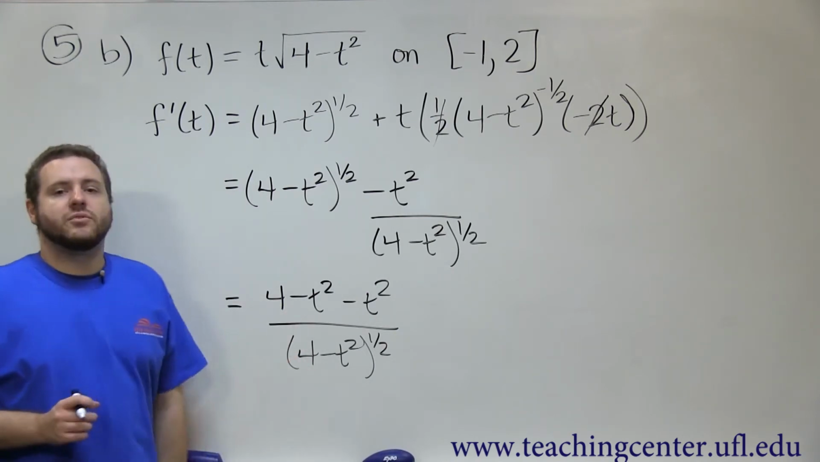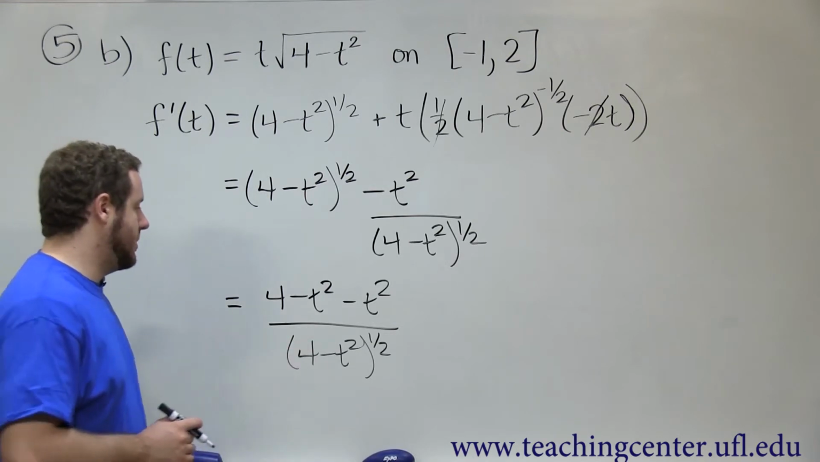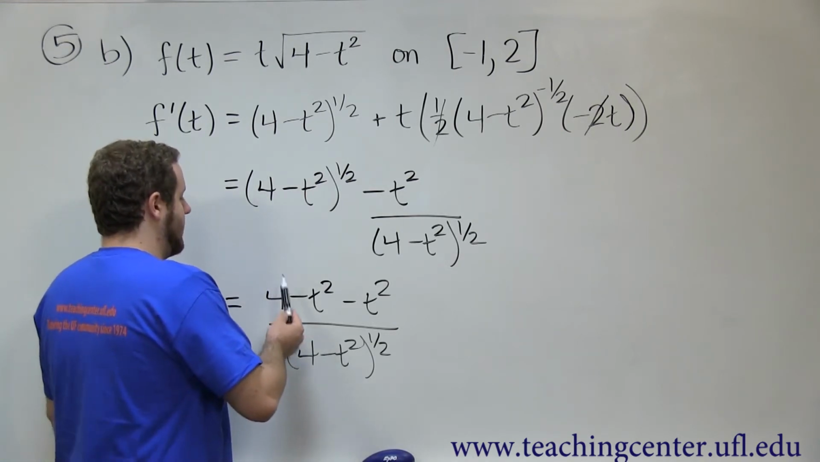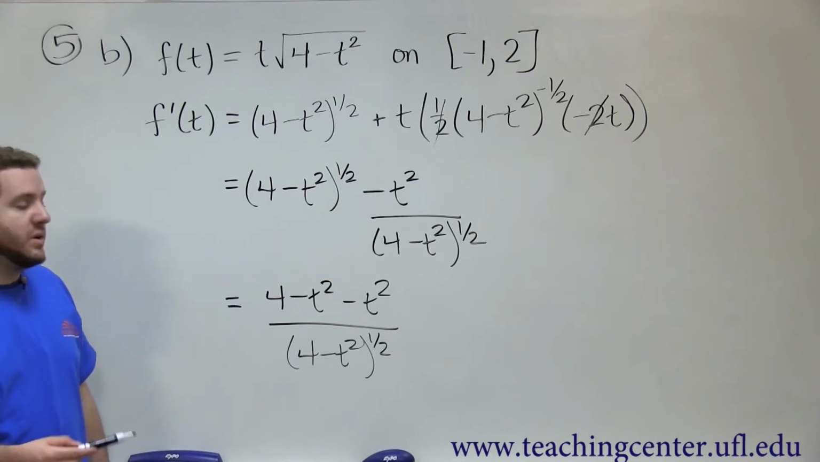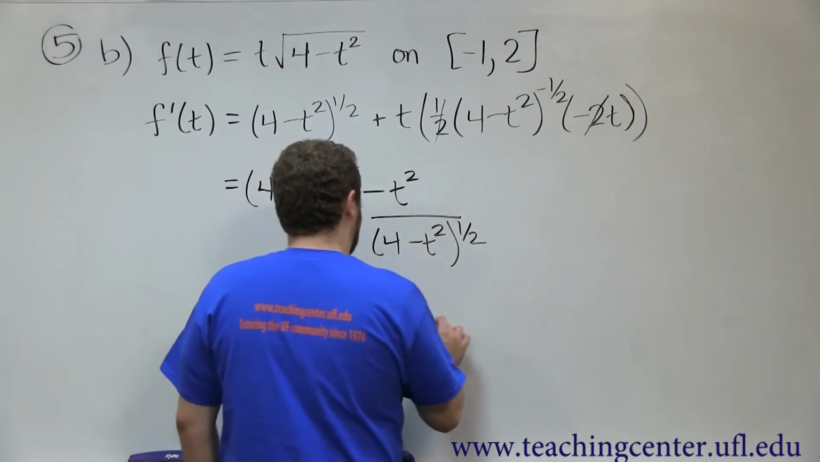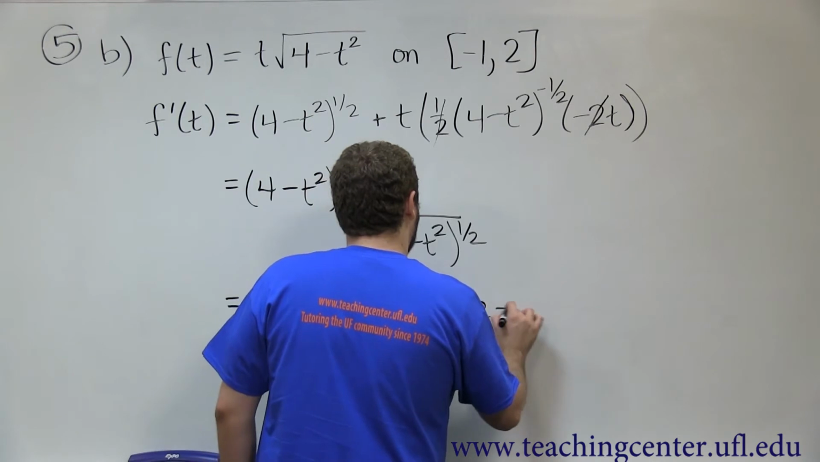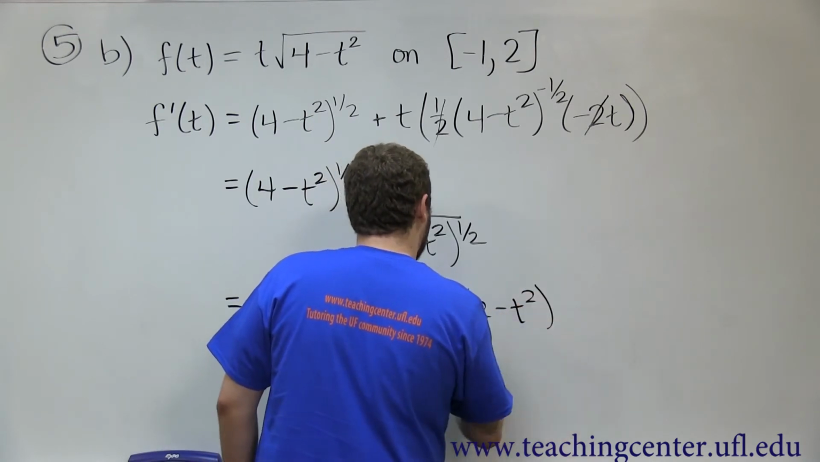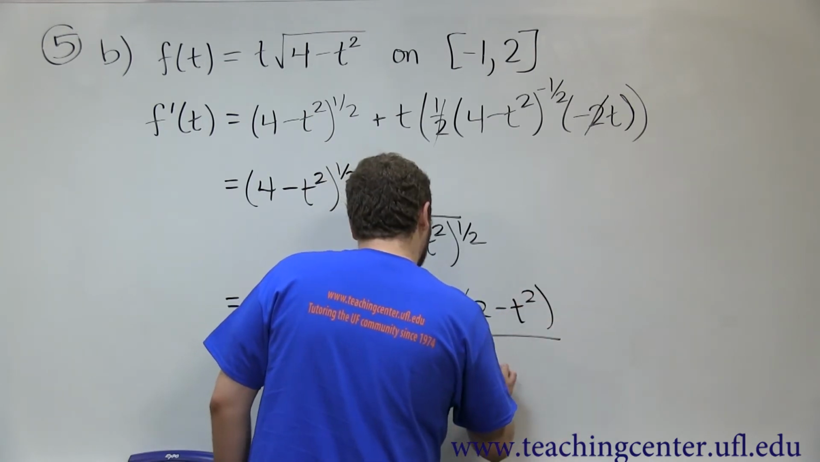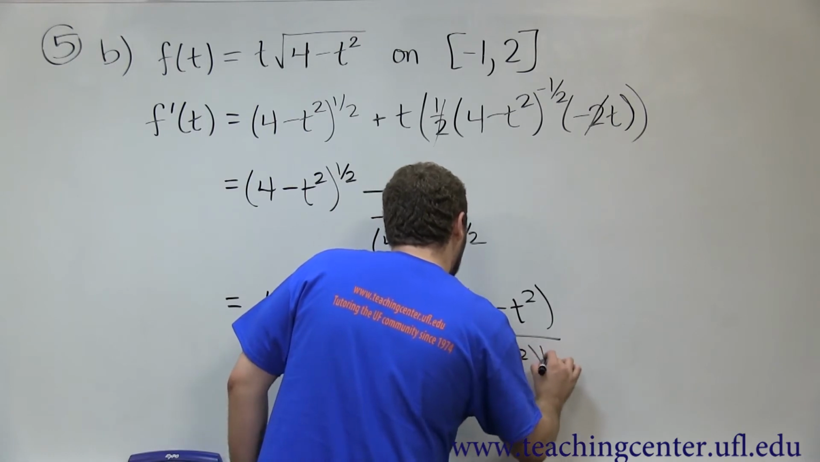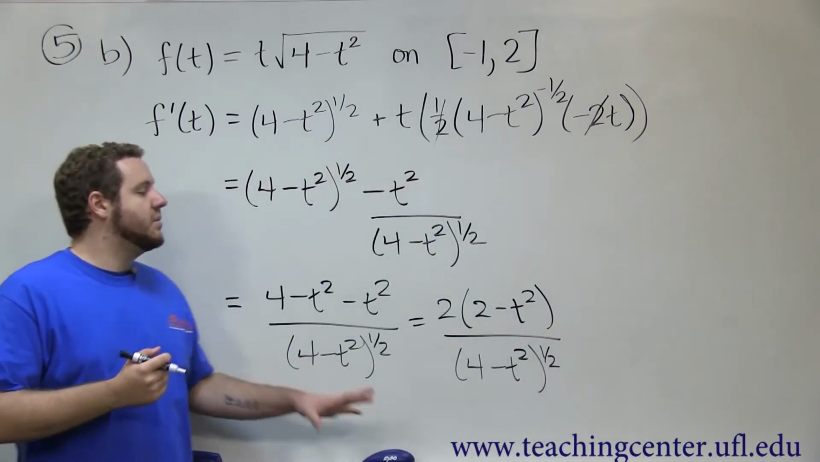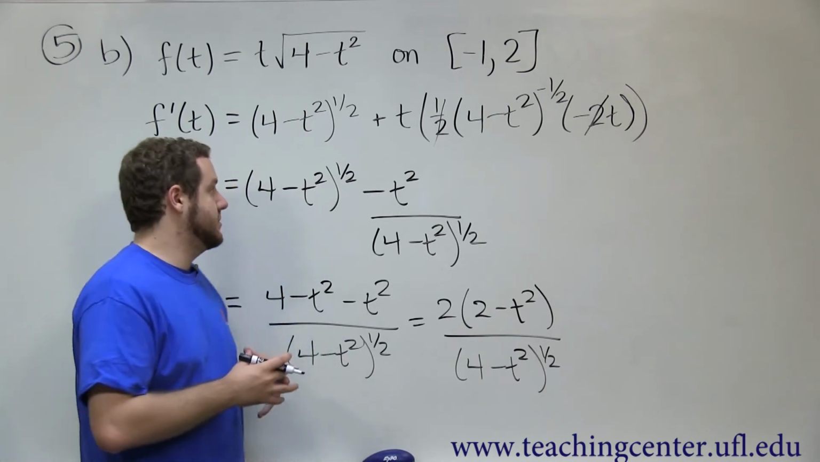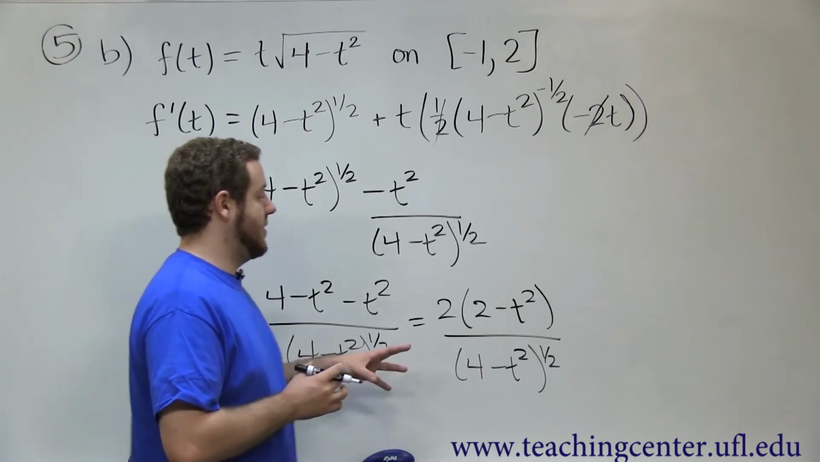So now this is one fraction, and we can actually do a little bit more simplification. This would be 4 minus t squared minus t squared is 4 minus 2t squared, and we could factor out a 2. All right, so what I've written there is just the most simplified version of our derivative, one fraction.